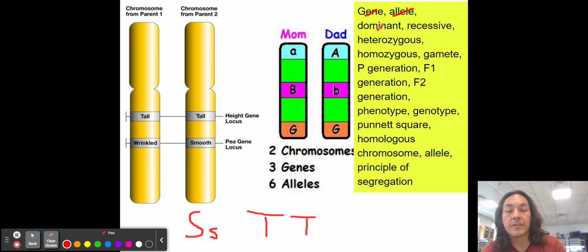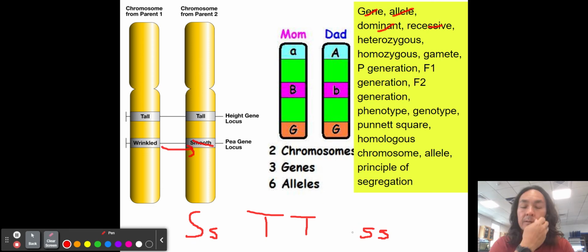Okay, so that went over dominant and recessive. A dominant allele is expressed even in the presence of a recessive allele. A recessive allele is only expressed for the plant if it receives 2 copies of the recessive. So the only way we would get a wrinkled plant is if instead of smooth, this was also wrinkled. Then we would have 2 recessive alleles.